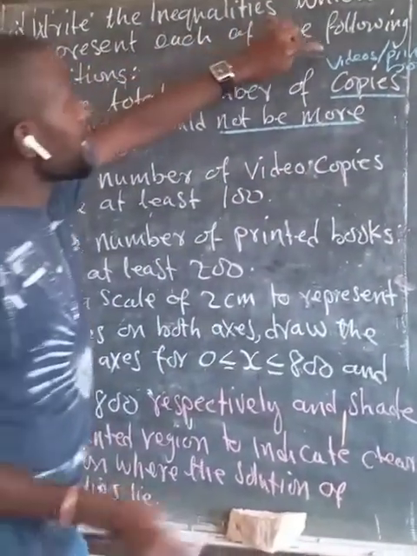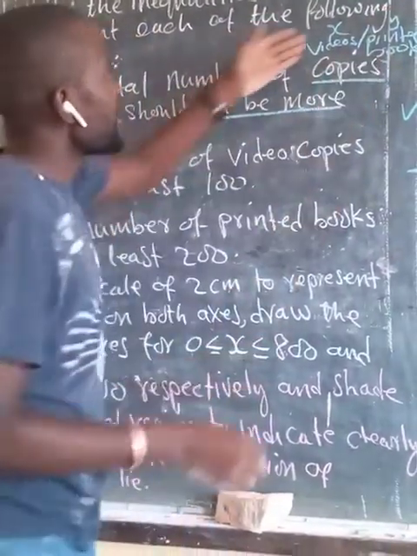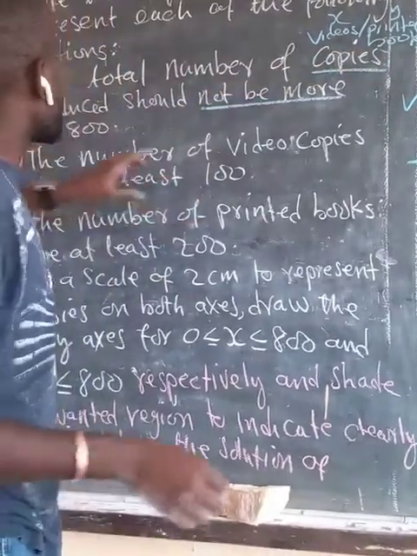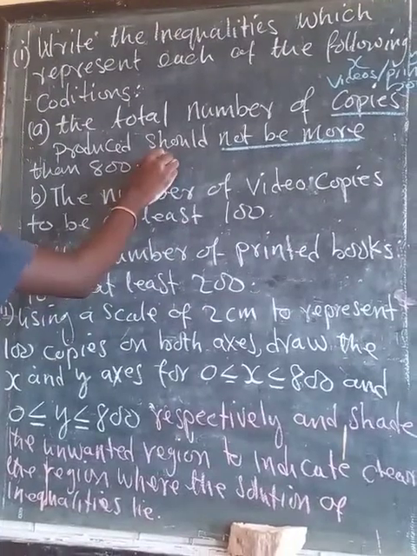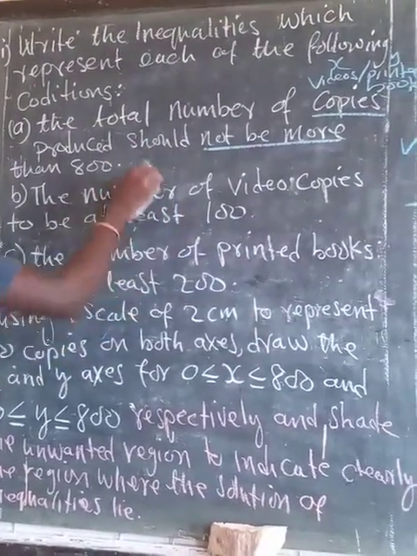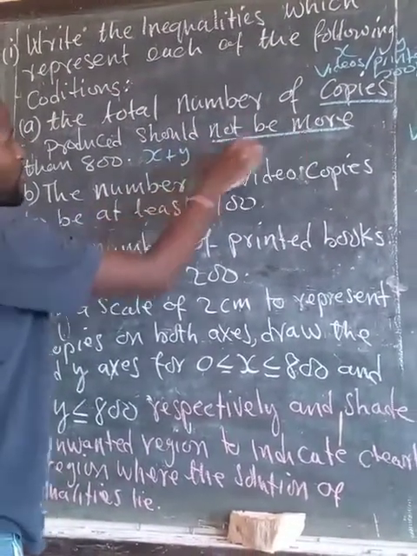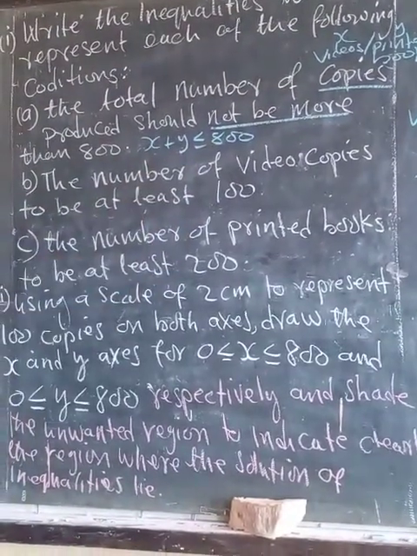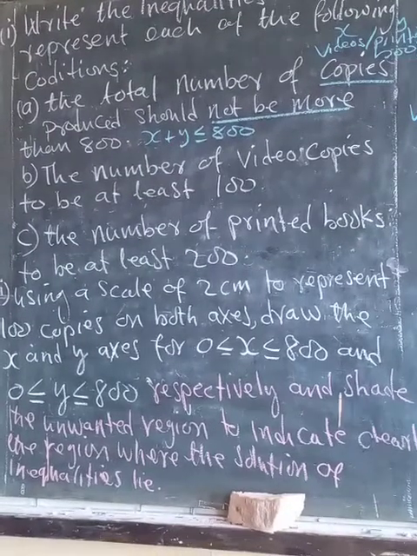So let the videos be X, and let the printed books be Y. These are the two copies that are produced. For me to write this inequality, it will be very simple: X plus Y should be not more than, less than or equal to 800. Then this will be my first inequality, and I'm done like that. Let's hope this is straightforward.